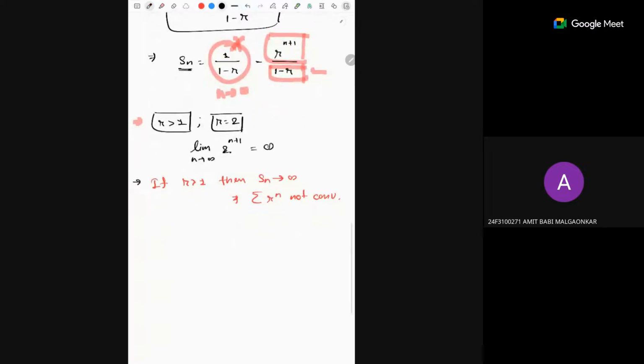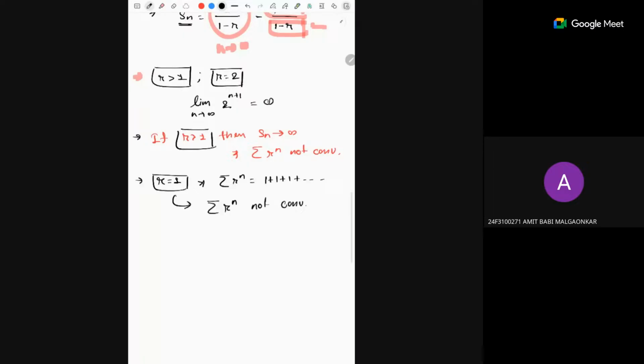Now let's take the second one, when the value of r is equal to 1. If r is equal to 1, then what is this series? Summation r to the power n is actually 1 plus 1 plus 1 plus 1 and so on, infinitely many times. So in this case also, we are not converging to something. That means this infinite sum is not becoming a finite value, right? So in this case also, the series summation r to the power n does not converge. Is that clear? These two facts? Yes, ma'am.